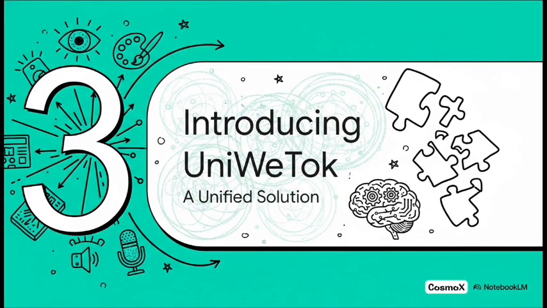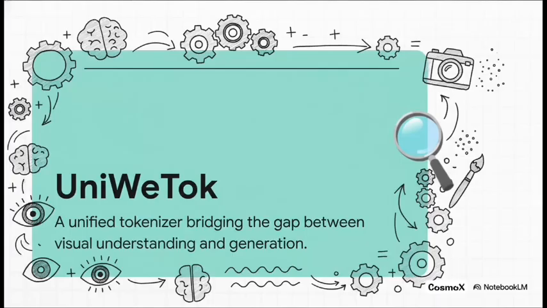And that brings us to UniWeTok. Researchers from ByteDance and a handful of top universities got together to build this thing, a unified tokenizer designed from the ground up to finally solve that three-way challenge. The key word here is unified. The whole point of UniWeTok is to build a bridge right over that gap we were just talking about. It creates a single visual language that's detailed enough for perfect reconstruction, meaningful enough for deep understanding, and clean enough for amazing generation, all at once.